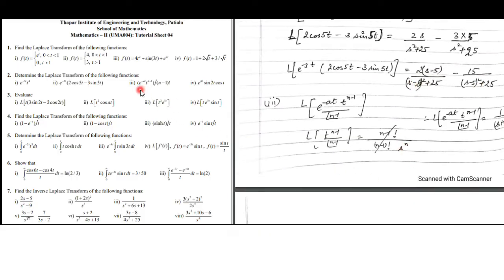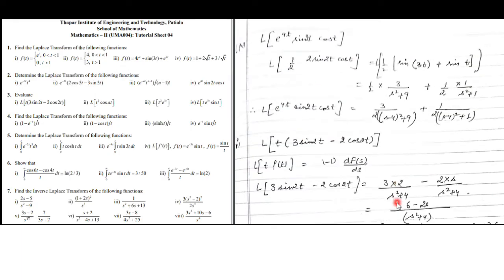Similarly, in the third part, we have to find out the Laplace of e to the power minus at into t to the power n minus 1 upon n minus 1 factorial. So first of all, we find out the Laplace of t to the power n minus 1 upon n minus 1 factorial, and that is this one. And after that, using the first shifting theorem, replace s with s plus a.